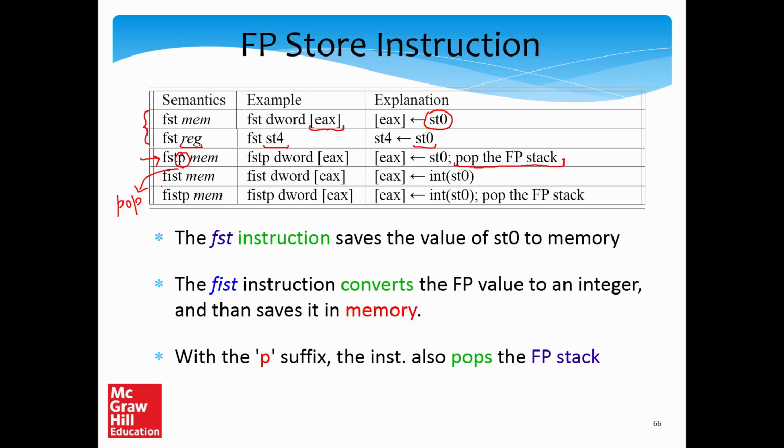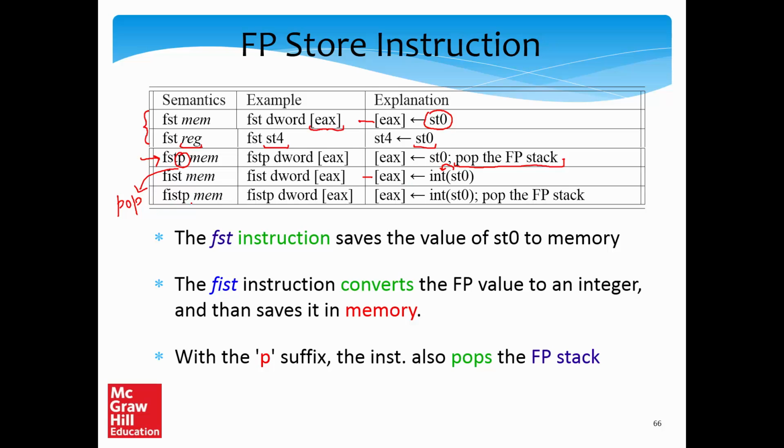FIST is an analog of FILD. Here also we specify a memory address and of course the size, how many bits need to be saved. Let's compare FST mem and FIST mem. It is this line over here and this line over here. What this instruction does is that it first converts the floating point number into an integer representation, pretty much by truncating everything after the decimal point. After converting it to an integer, it saves it in memory.